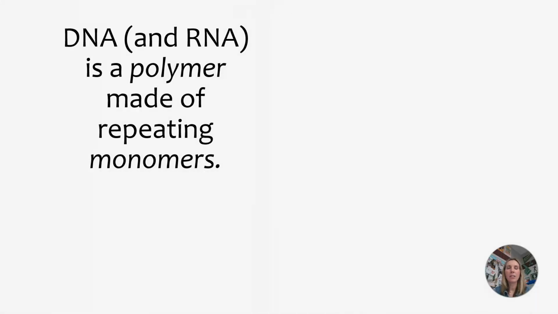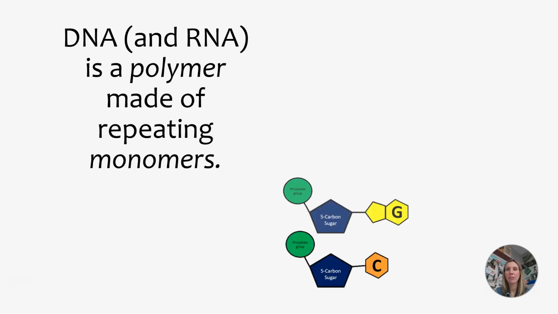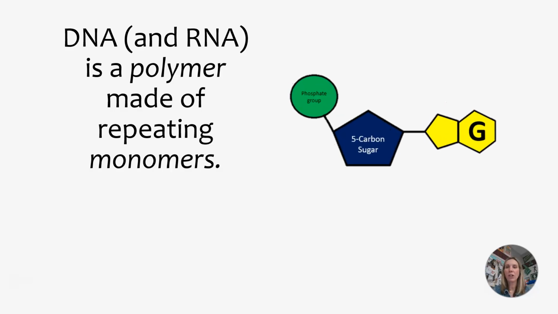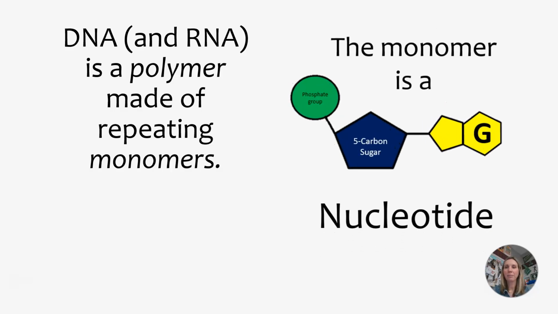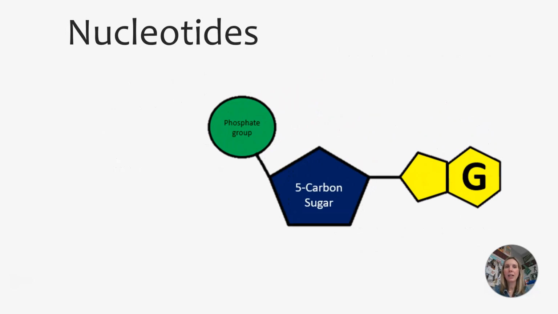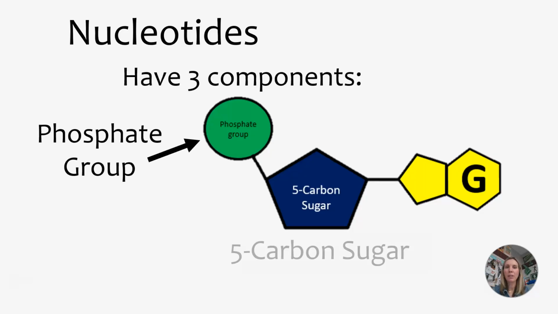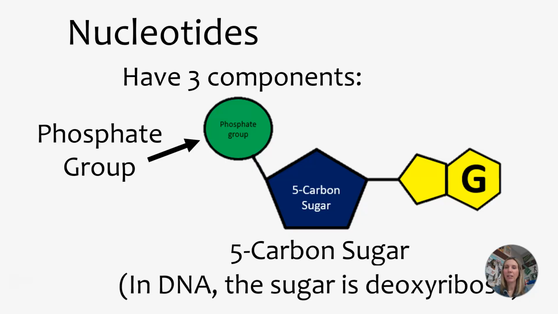So, DNA is a polymer made of repeating monomers. And so each of these monomers are called a nucleotide. And a nucleotide has 3 parts to it. They have a phosphate group, they have a 5-carbon sugar, and then they have what's called a nitrogenous base, or a nitrogen base. And it's the nitrogen base that gives the nucleotide its identity.